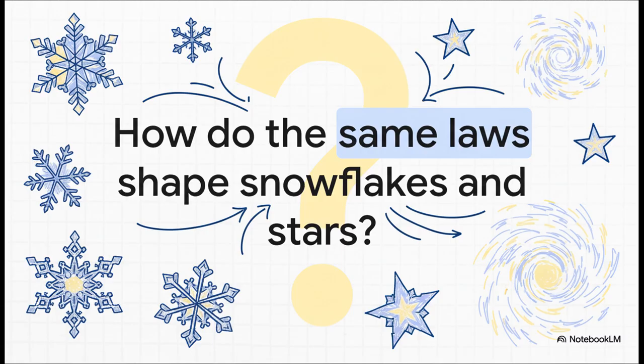How can these universal laws of nature be responsible for something so fragile and intricate like a snowflake, and at the same time for the mind-boggling scale of a star? It feels like two totally different worlds. But to get the answer, we've got to start really, really small.